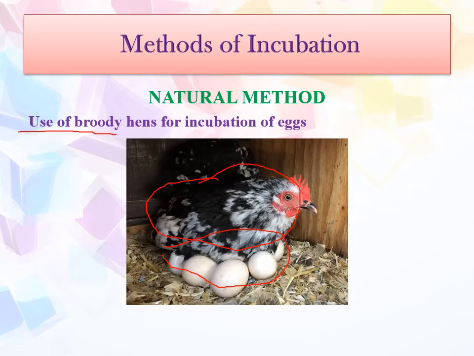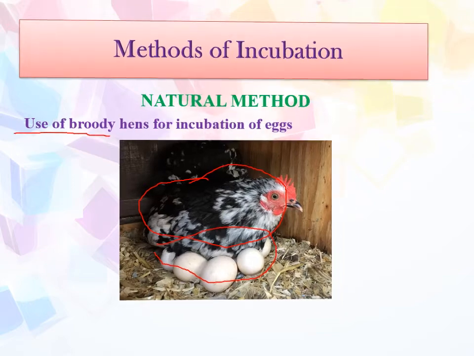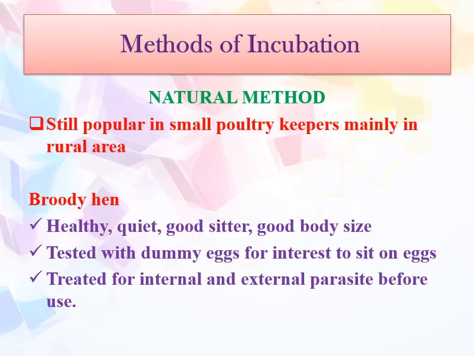So there are two methods of incubation, natural method and artificial method. In the natural method, we are using a broody hen for incubation naturally. It is still popular among small poultry keepers, mainly in rural areas. So mainly in backyard poultry farming, in which the farmer keeps only 10 to 20 male and female chickens, and whatever fertile eggs are there will be incubated by the hen itself. So it is called the natural method of incubation.